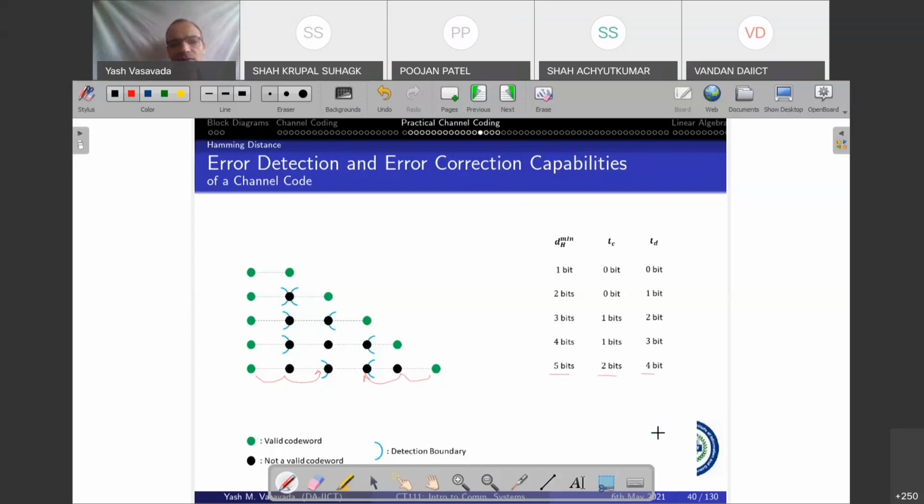And so on. If minimum Hamming distance is 6 bits, TD becomes 5 bits, but TC still remains 2 bits. However, if the minimum Hamming distance becomes 7 bits, then now TC also increases by 1 bit. It becomes 3 bits. TD always keeps on marching. It becomes 6 bits.